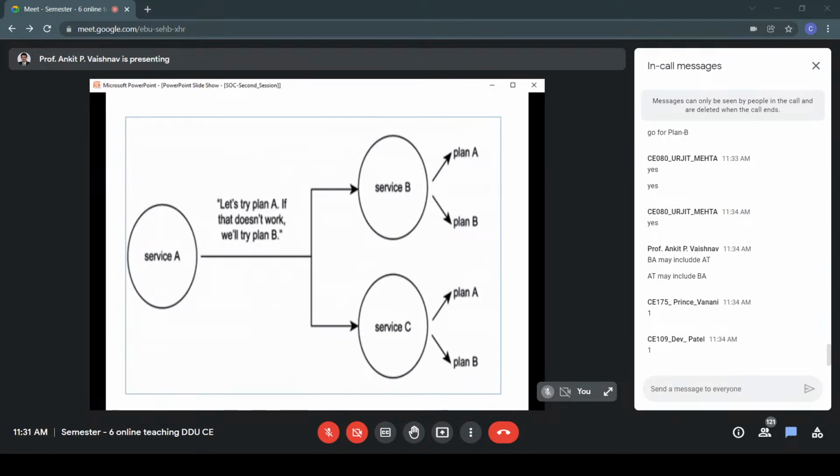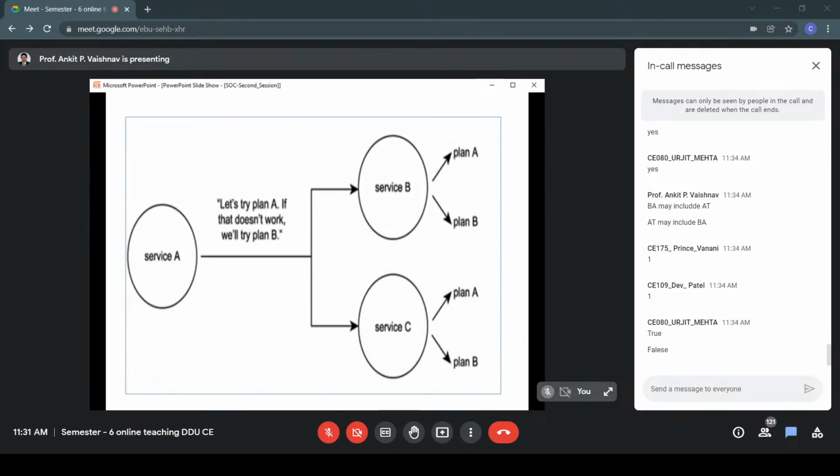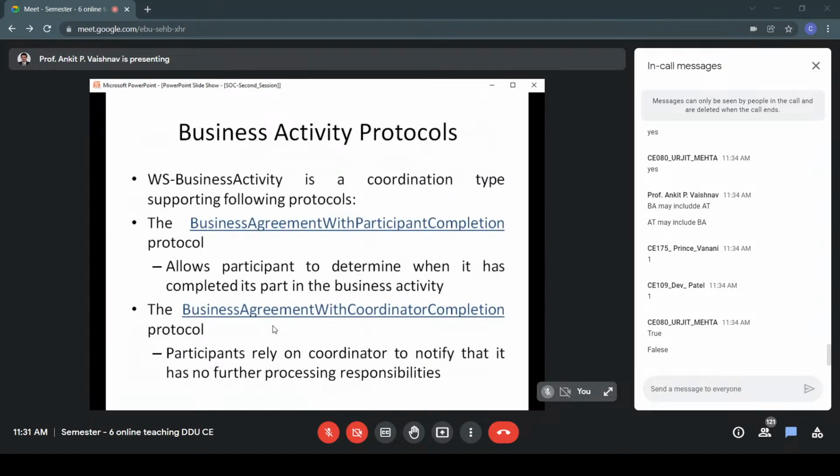First is correct, right? Because an atomic transaction is going to be short-lived. It is not going to last for a long time, right? So you might not have plan A and plan B over there. It is just rollback, okay? But business activities may require atomic transactions in between. So that is the difference.